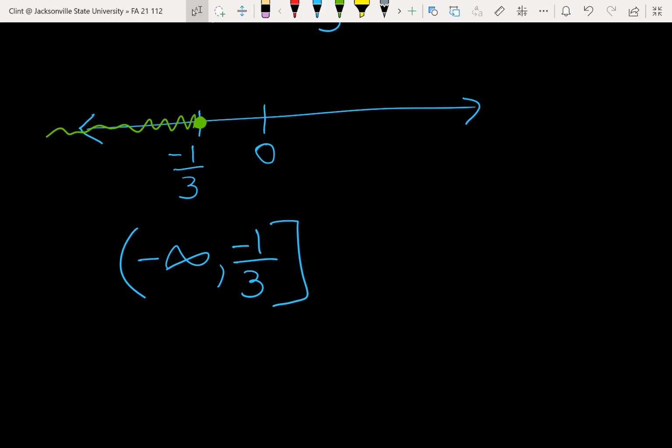Questions on that one, on the interval notation part or anything? It's on paper. Yeah, it's on paper. Yeah. Nah, I'll just give you a little number line. You can just do it like I've been doing it on screen. So. Yep. Okay. Anything else? Okay, one more.